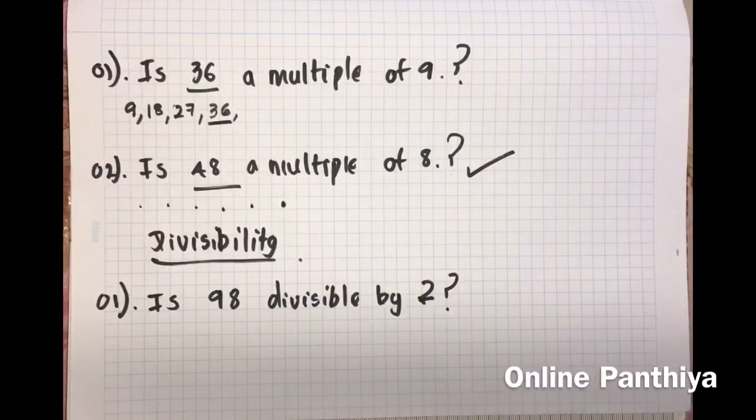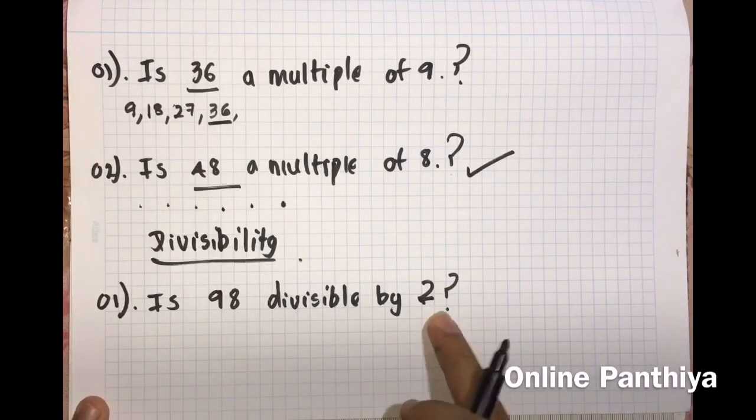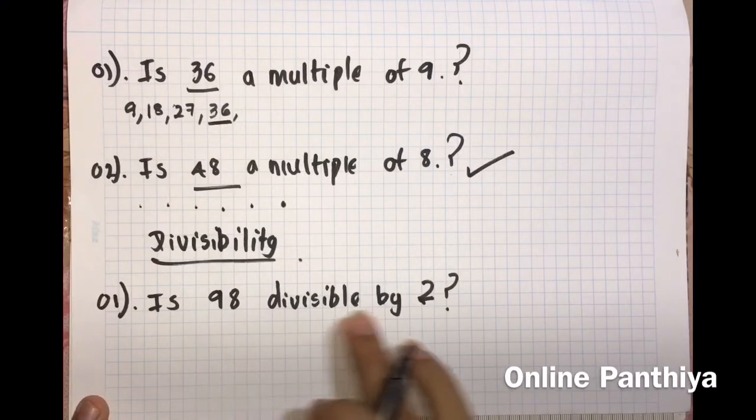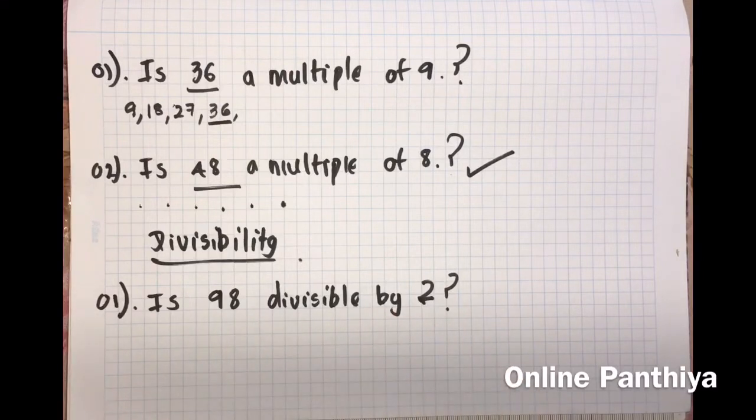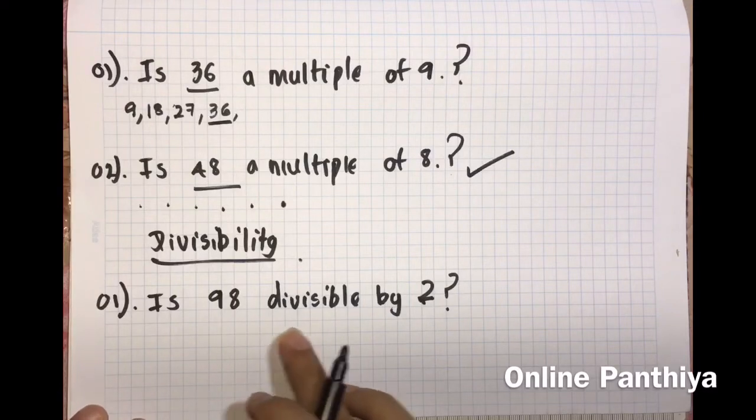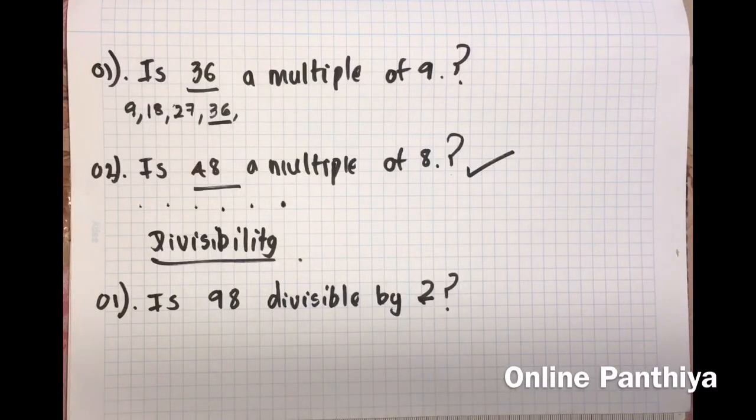So what might be your answers? Some might be saying yes, some might be saying no. The people who said yes, they are correct. So what is the reason? Did they divide and check? No, they did not have time to divide. So what was the idea? The meaning of "is 98 divisible by 2" is, can you divide 98 by 2 without a remainder? Divisible means dividing without a remainder. If you try it on a side, yes, you can.